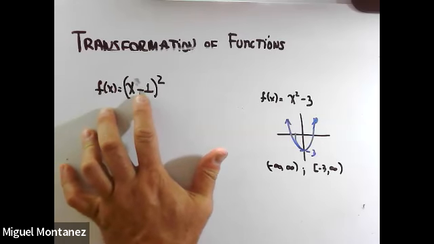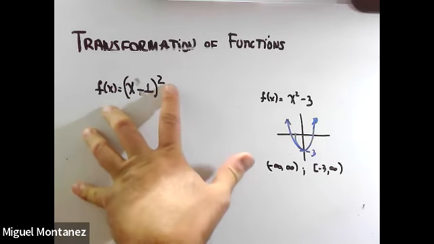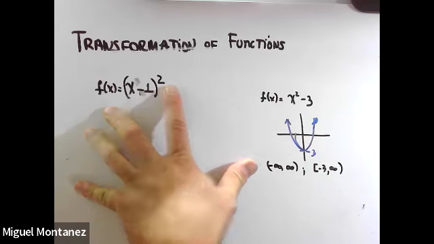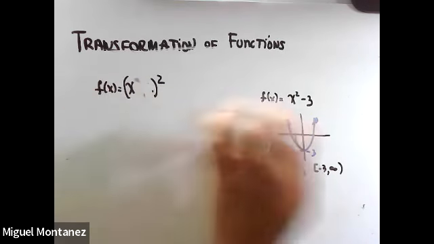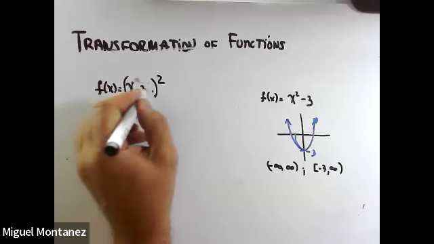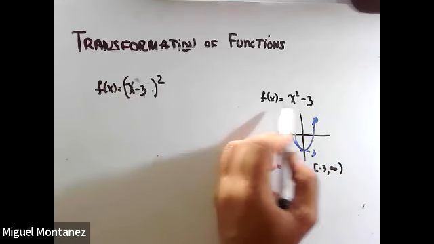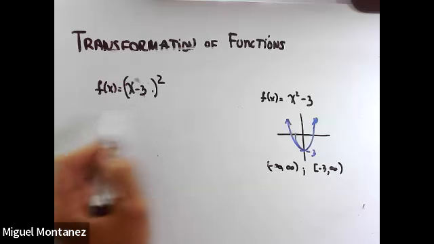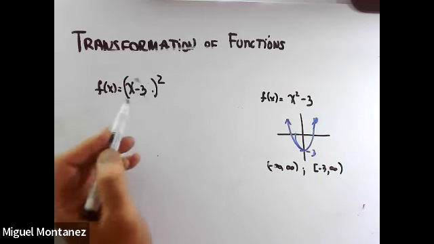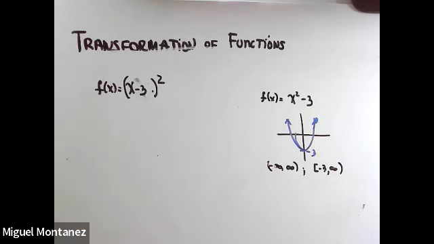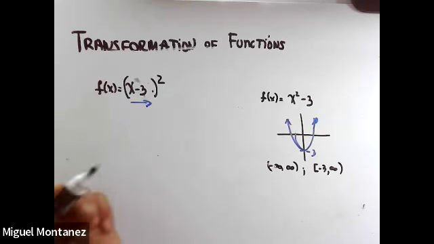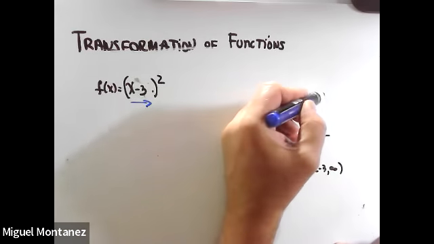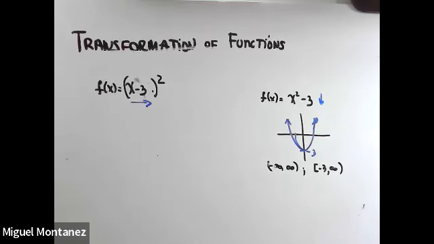So I'm subtracting 1 in x and then I square. Let me just use -3 so you see the difference between the two of them. So (x minus 3) squared versus x squared minus 3. This is going to be a horizontal shift. Since I'm subtracting, we go to the right. When we subtract inside, we go to the right. In this case, we subtract outside, we go down.